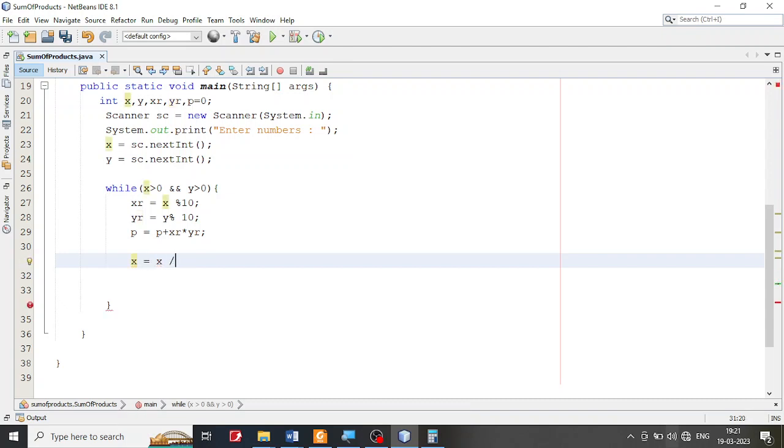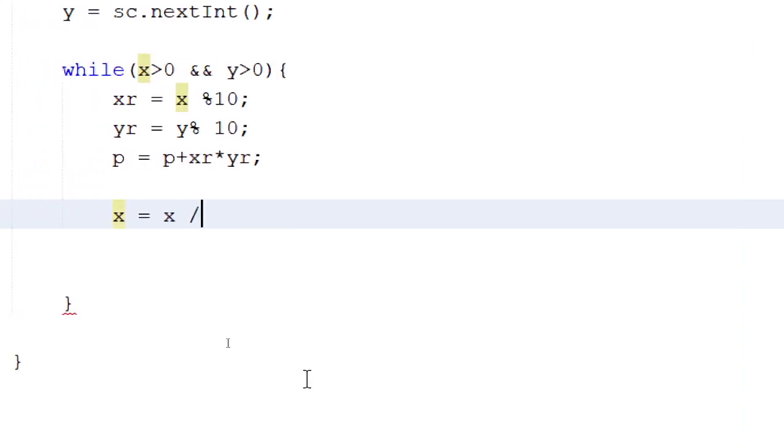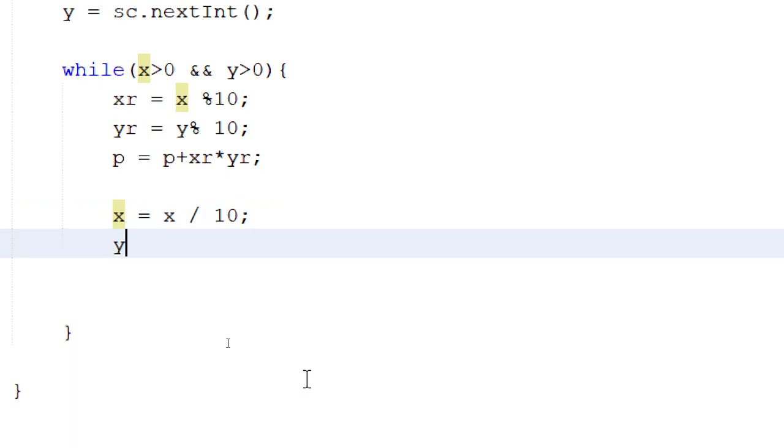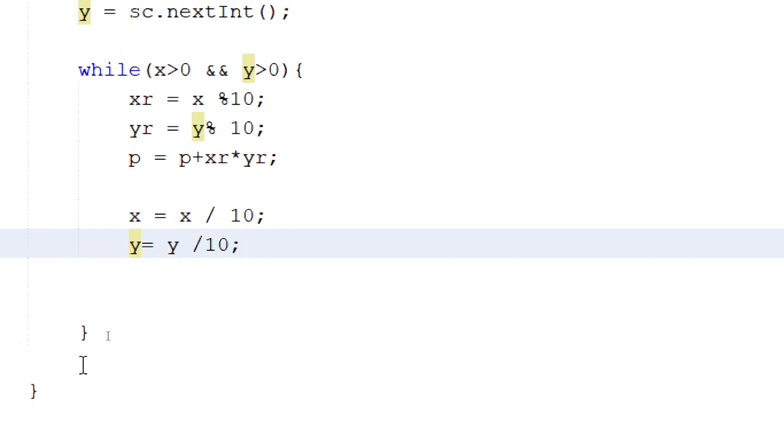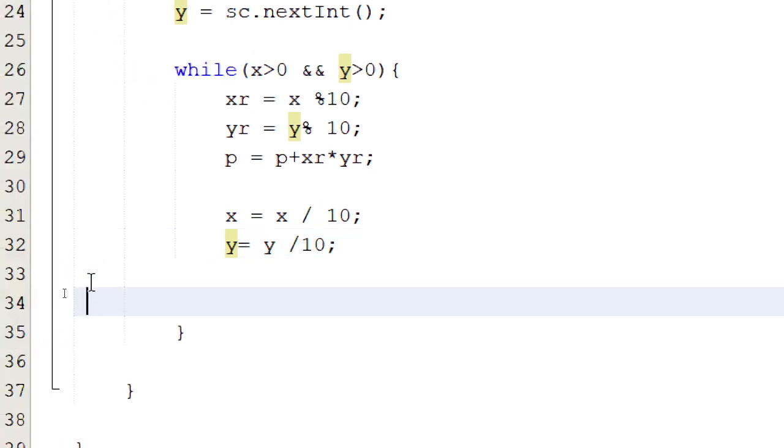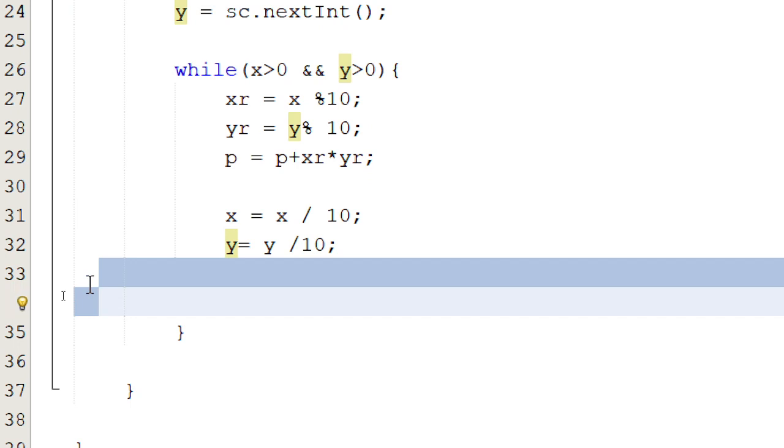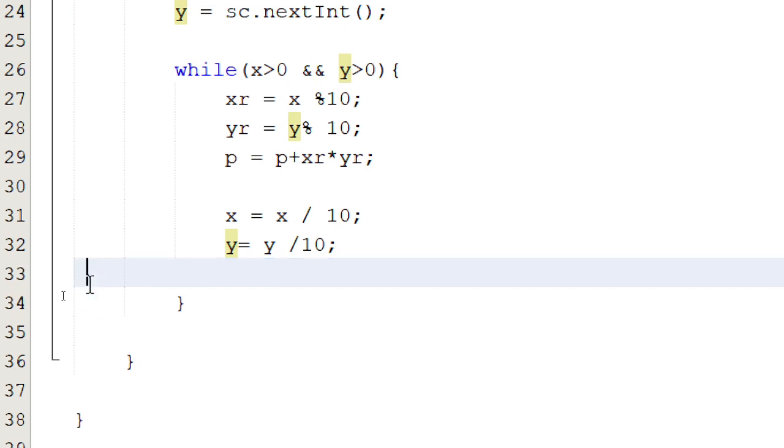Let me zoom in for you. New value of x is equal to old value of x divided by 10. Similarly, new value of y is equal to old value of y divided by 10. This is going to perform the integer division. I think I pressed the enter key too many times. So this is the end of this while loop.